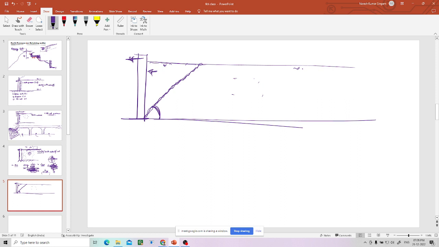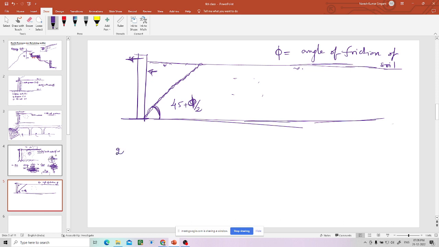This plane has the angle 45 plus phi by 2, where phi we can generally call the angle of friction of soil. Okay, so I will introduce two terms now. You may not have heard this.